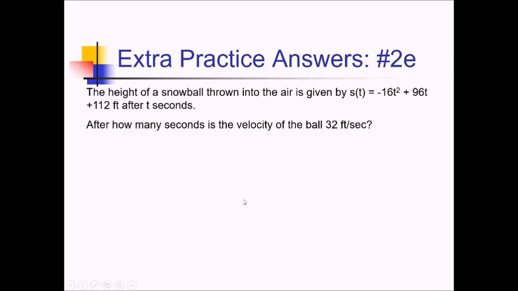On this problem part, we want to know after how many seconds is the velocity of the ball 32 feet per second. So we use our velocity formula, negative 32t plus 96 that we found a while back.